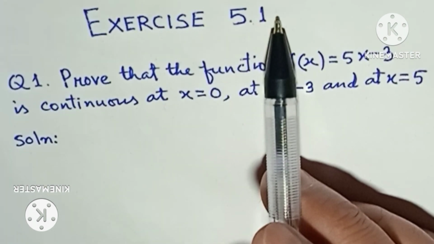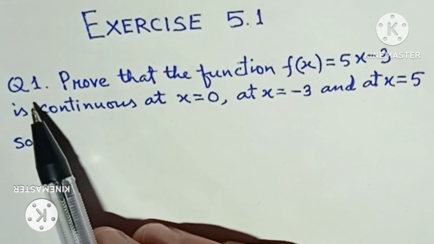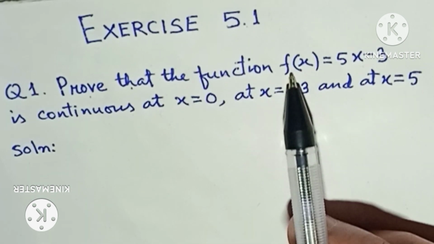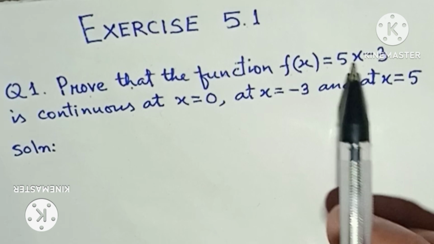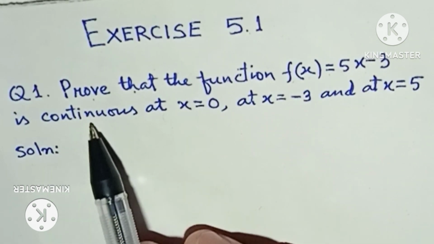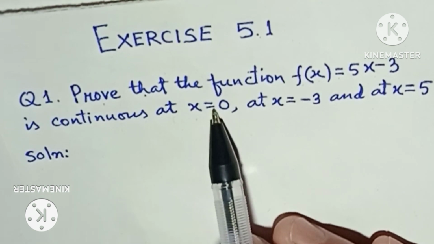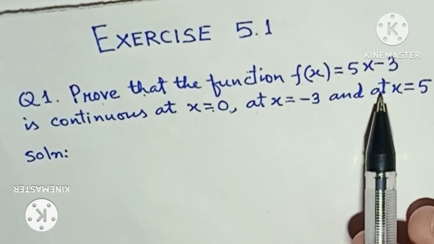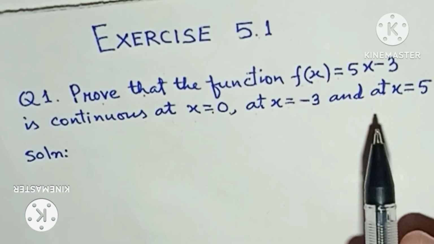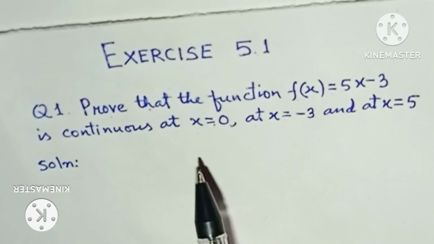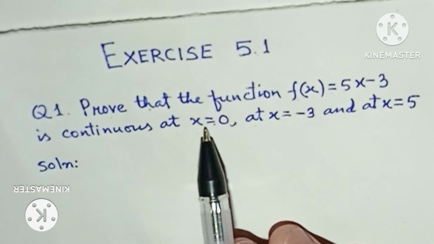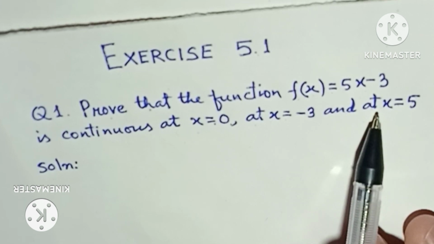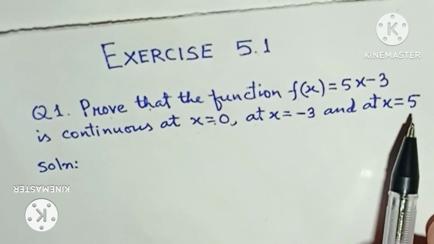Exercise 5.1. Question number 1. Prove that the function f of x is equal to 5x minus 3 is continuous at x equal to 0, at x equal to minus 3, and at x equal to 5. Let us check at three different values: x equal to 0, x equal to minus 3, and x equal to 5. Solution.